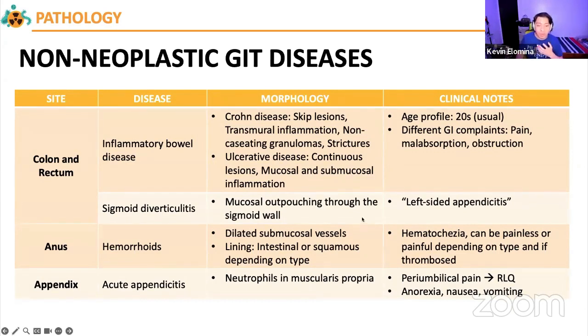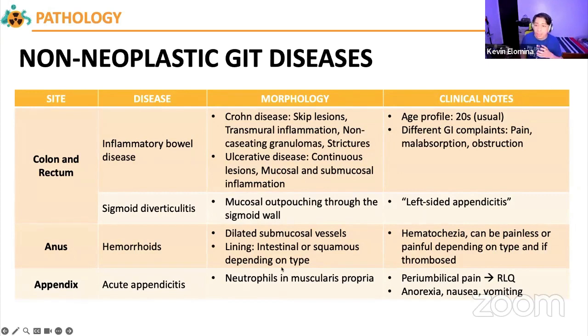Now, yung sigmoid diverticulitis, it can present as a left-sided appendicitis kasi yung diverticula na yon pwede yung magkaroon ng retained digesta, no? Pwede magkaroon ng retained food doon, and then pwede yung mag-rupture, no? And then pwede ka magkaroon ng inflammation. Okay? Now, anus hemorrhoids, same way as your esophageal varices, no? Kaso nga lang nasa anus.